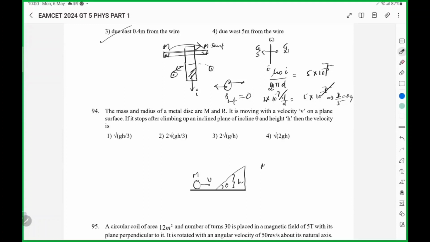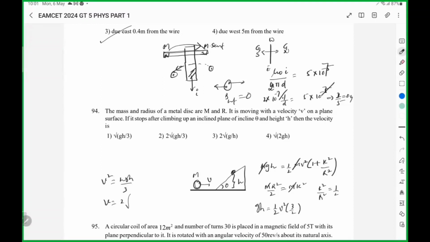Initially, the energy at this point is mgh. Initially, what energy does it have? Since it is rolling, the total energy is due to translation as well as rotation. Total kinetic energy, with this moment of inertia being half MR square. So gh is equal to half v square into 1 plus half. What he is asking is the velocity. V square here is 4gh by 3. V will be 2 root gh by 3.